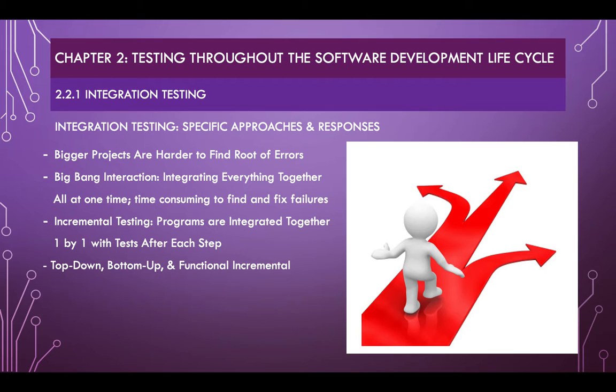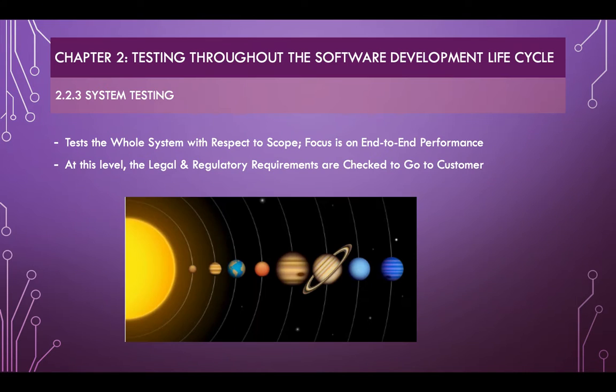Big bang integration, integrating everything together all at one time. It's time consuming. You find and fix failures. Incremental testing, programs are integrated together one by one with tests after each step. And it's much easier. Top down, bottom up, and functional incremental are some options.